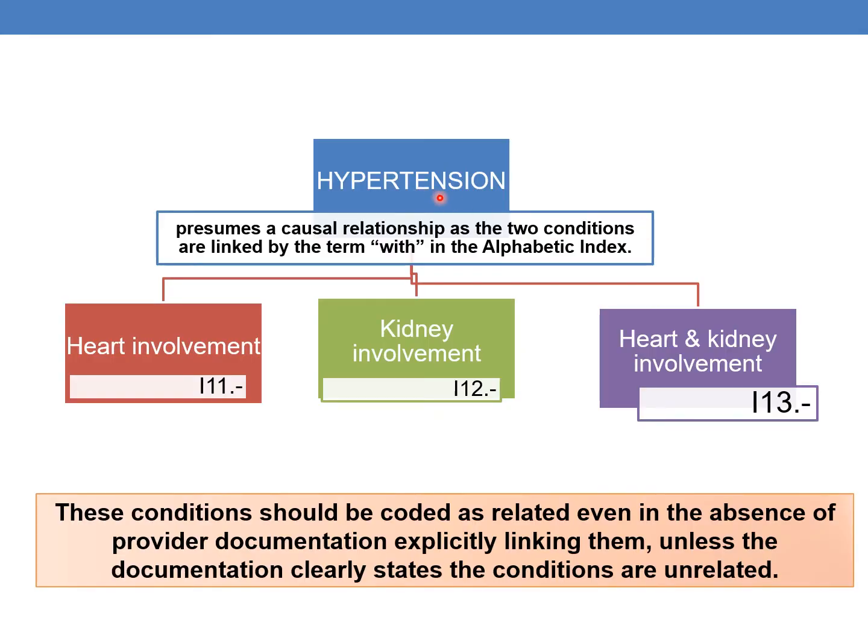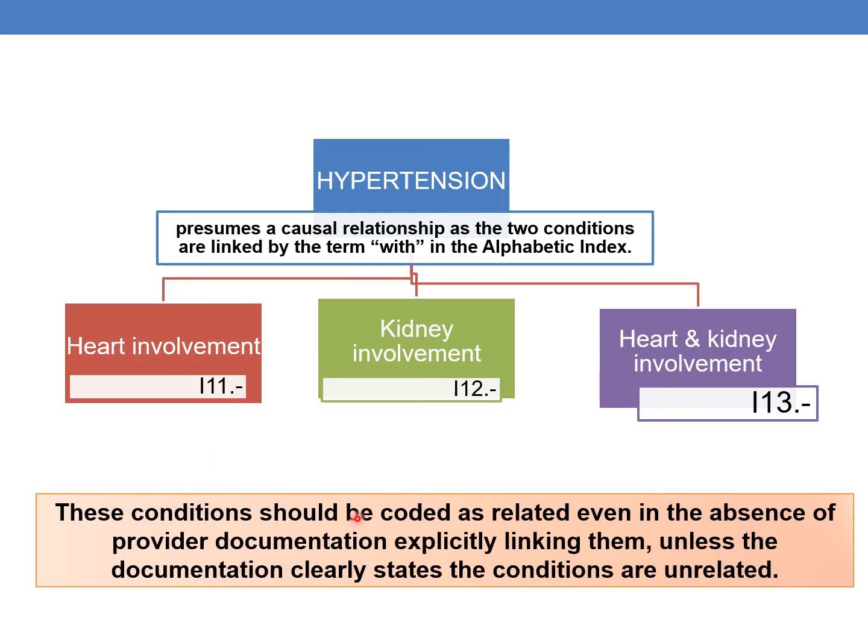Now, hypertension. Generally, the ICD-10-CM classification presumes a causal relationship, a cause and effect relationship, between two conditions that are linked with the term "with" in the alphabetic index. If you refer to the alphabetic index for hypertension, you can see under hypertension "with" is given for heart involvement, kidney involvement, and for both heart and kidney involvement. Hence, since it is linked with "with", we need to presume a cause and effect relationship. We need to presume that the two conditions are related.